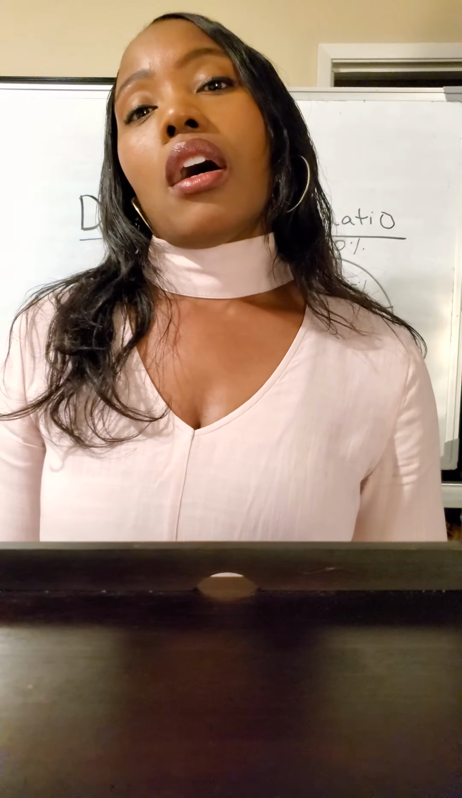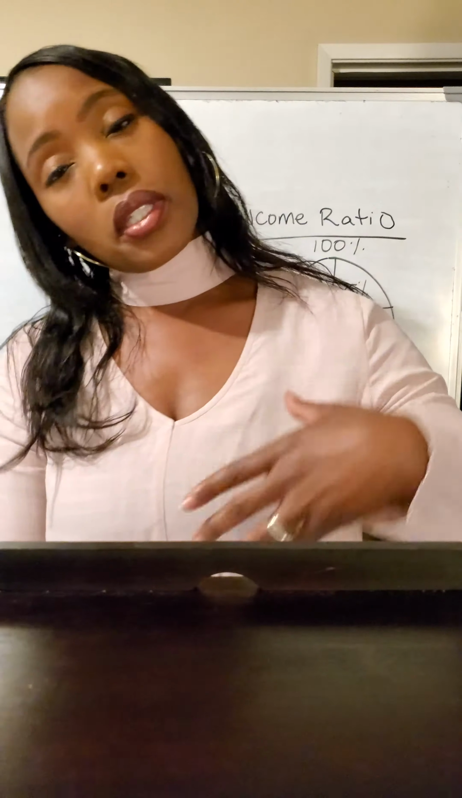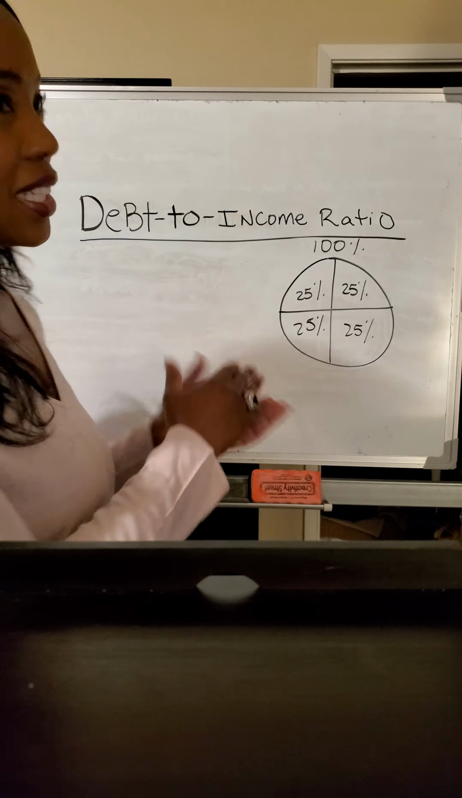So today, what I want to talk about is something that's pretty critical and important. Before we can even begin a budget, we need to look at our debt to income ratio. We need to look at how much is coming in and how much is going out, right? Because how can we effectively budget if we don't even know how much money we have to budget with? So one of the things that I'm going to focus on today is debt to income ratio.